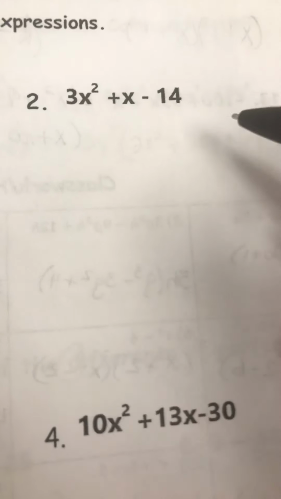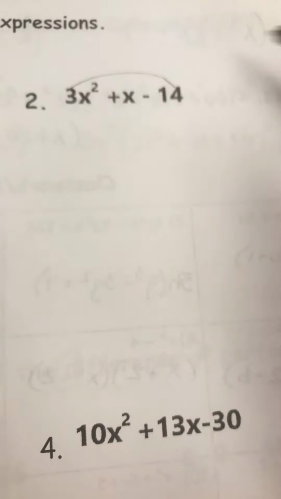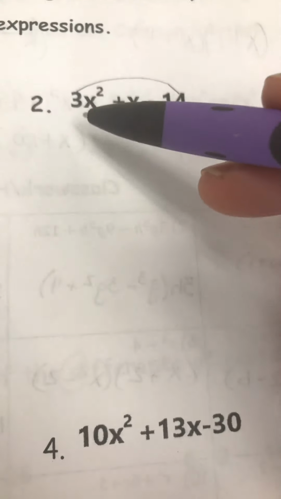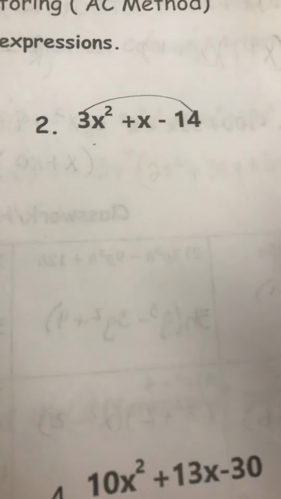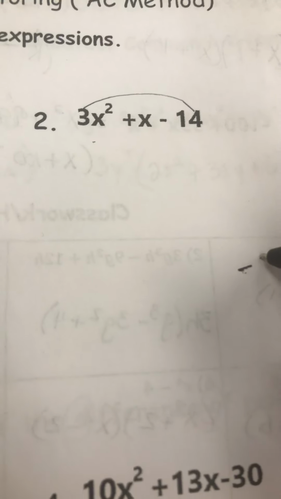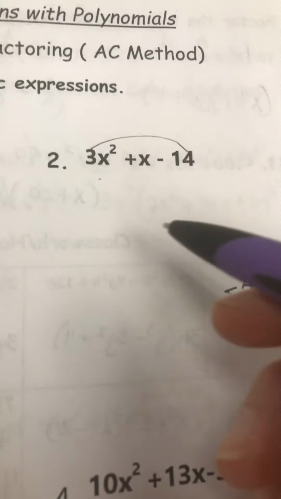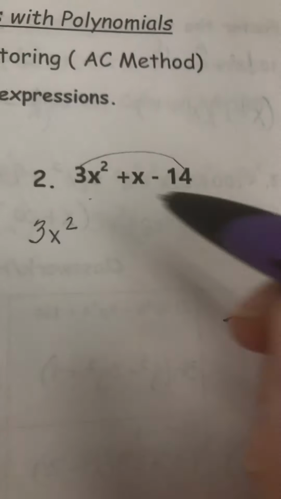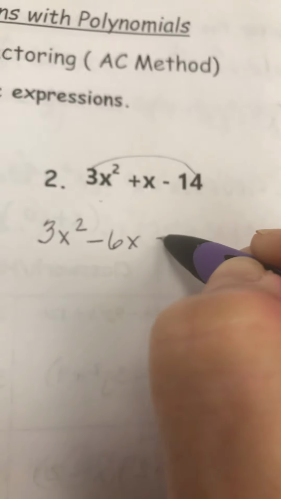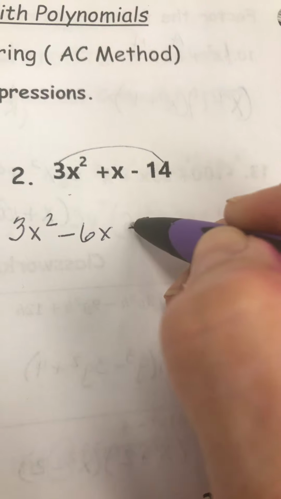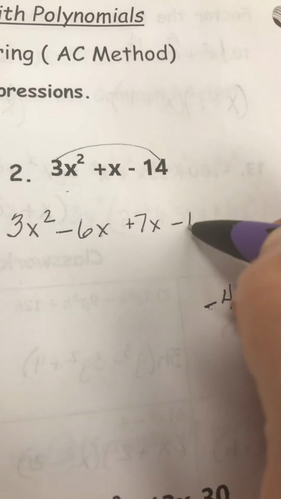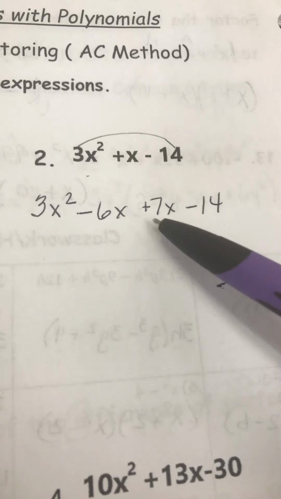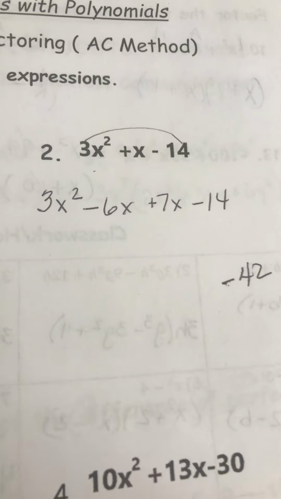Okay? So next one, we have 3 times -14. There was no GCF common to all of these, and a was greater than 1. Okay, so that gives me a -42. So I'm going to split the middle, 3x squared, and that would be a -6x and a +7x, and a -14. Okay. 7 times -6 is -42, and 7 plus -6 is a +1.